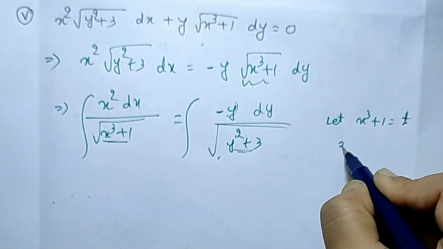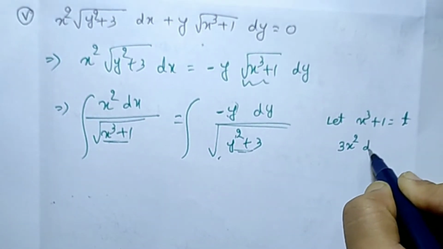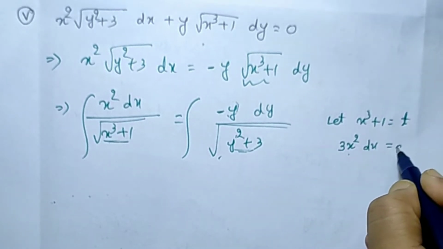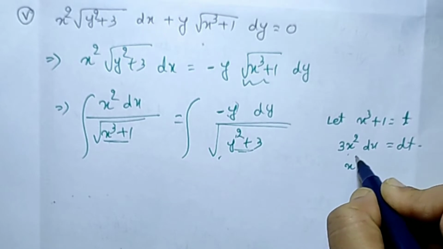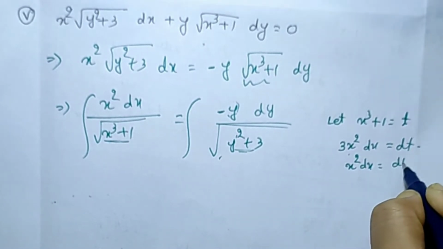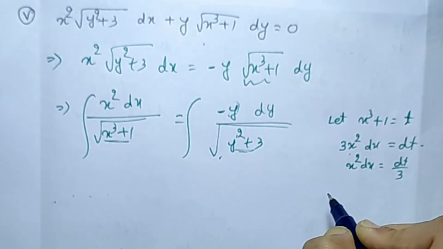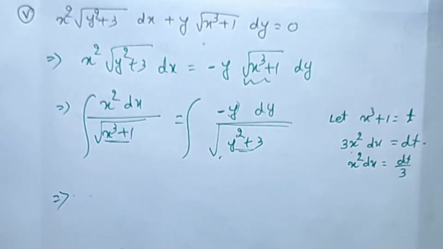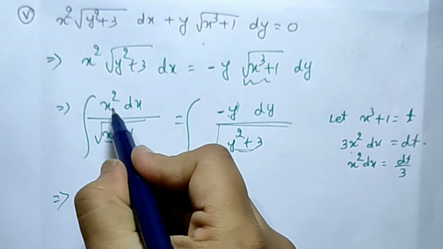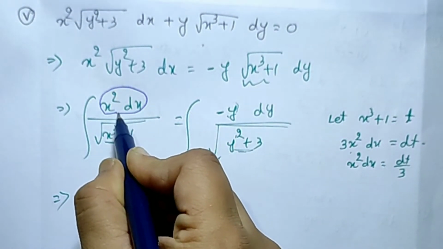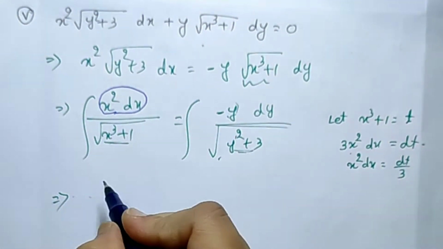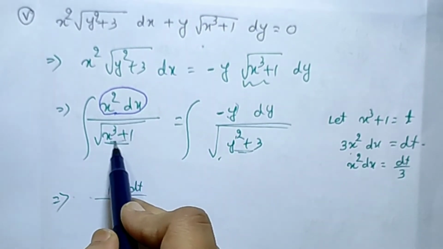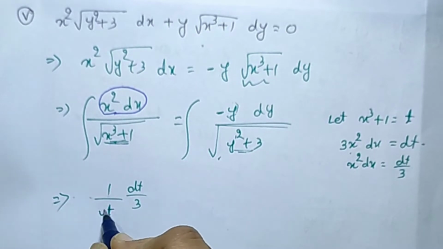Differentiating both sides, 3x² dx, the differentiation of 1 is 0, so 3x² dx is equal to dt. x² dx is equal to dt by 3. Yes or no? Now substitute this x² dx, I can write dt by 3. So this is dt by 3, and 1 by x³ plus 3 means t, so this is root t.